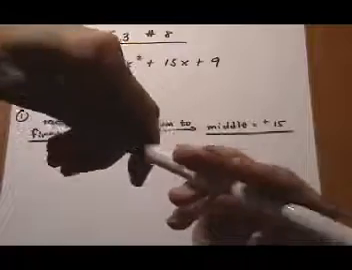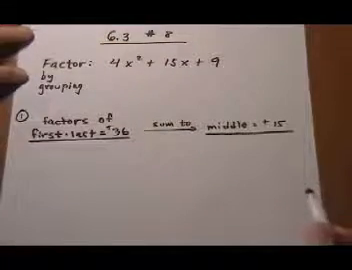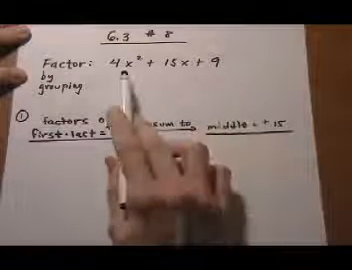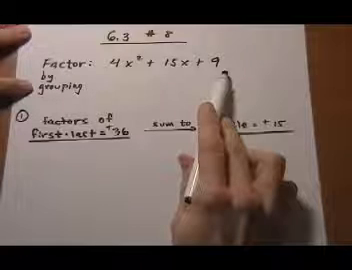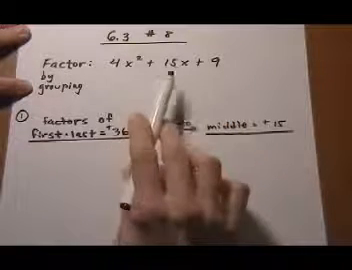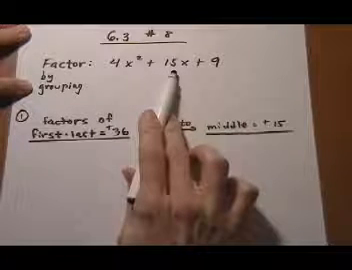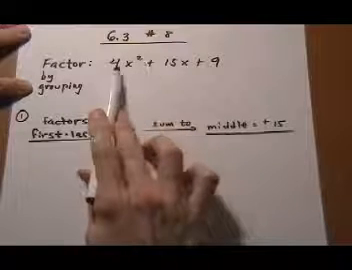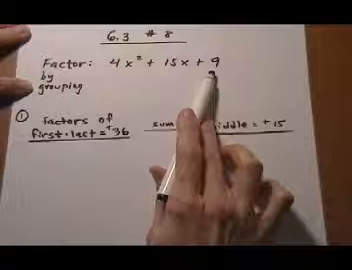Section 6.3, number 8. Here we have a trinomial, and we want to factor it by grouping. So the first thing we want to do is figure out how can we make this 4 terms, because that's what we need to do factor by grouping. To make it 4 terms, we're going to break the middle term into 2 different pieces that add up to 15. But those pieces have to break into numbers that also work well with the 4 and 9, so we can continue the factoring by grouping afterwards.